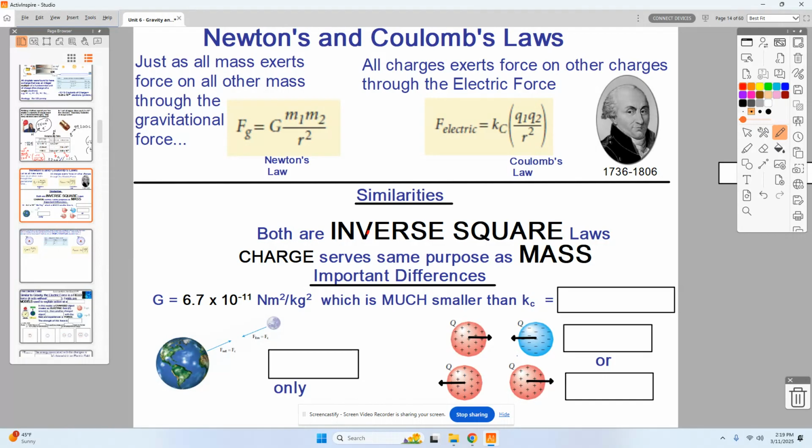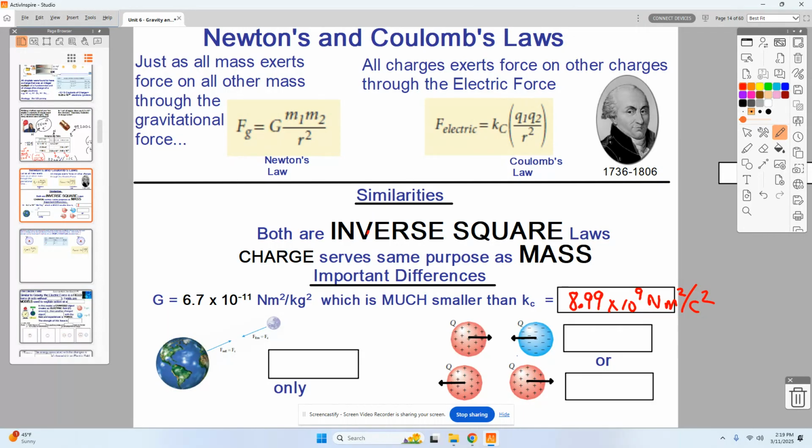There are some key differences. G is very tiny. K is very large. And so K is 8.99 times 10 to the 9th. And the units there, instead of it being Newton meter squared per kilogram squared, it would be Newton meter squared per coulomb squared. So again, instead of kilograms, we have coulombs. They're equivalent kinds of things.